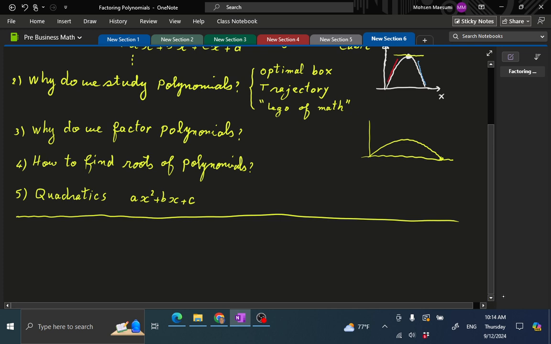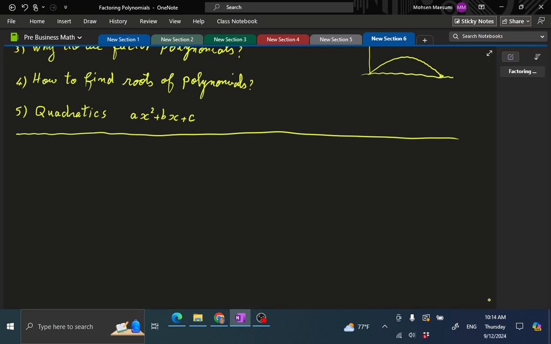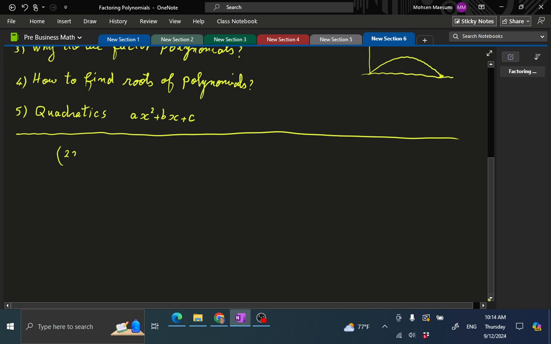So multiplication of polynomials, we have practiced things before, but factoring is just the opposite of multiplication. So if I had 2x plus 3 and I was multiplying it with, say, 5x plus 7, this would be multiplication of polynomials.